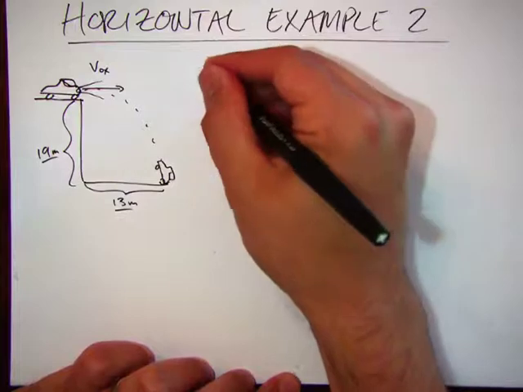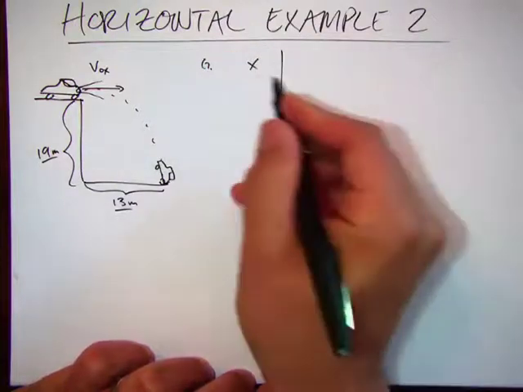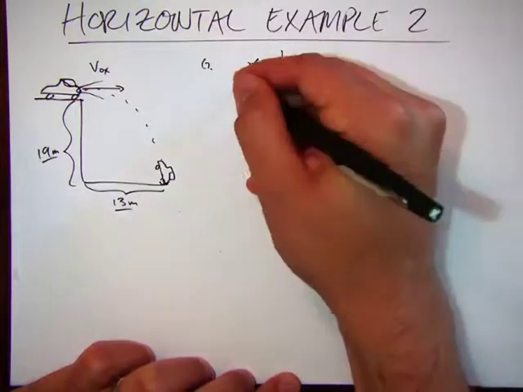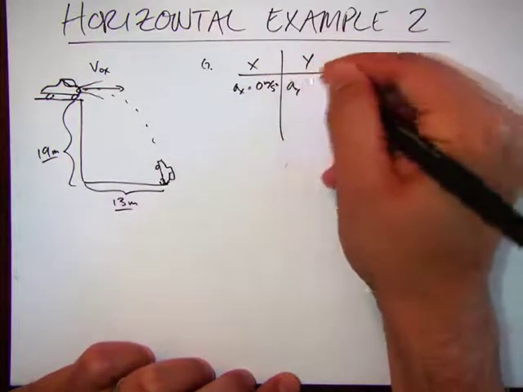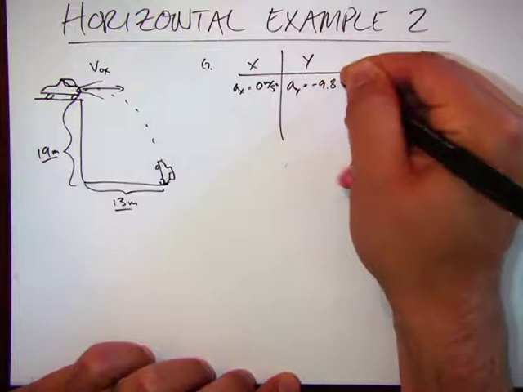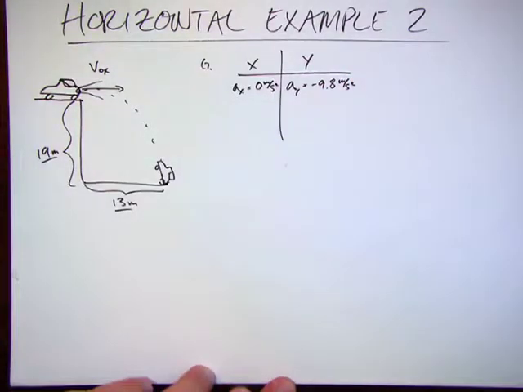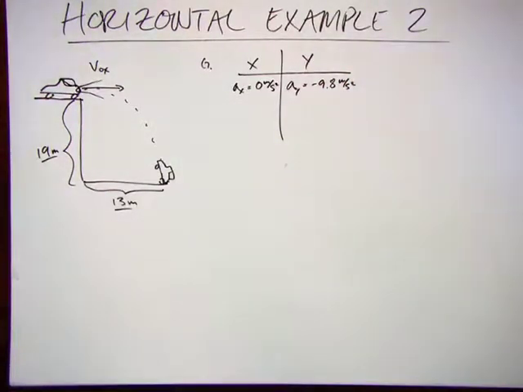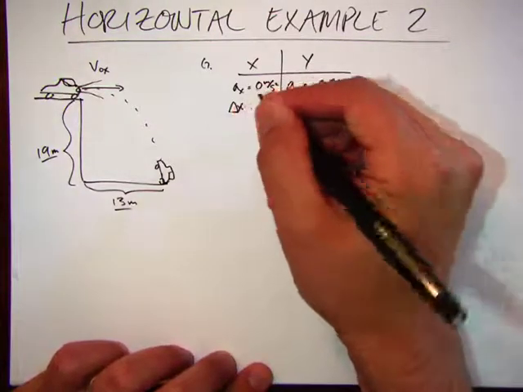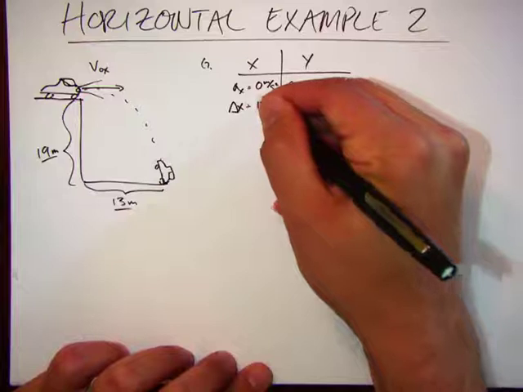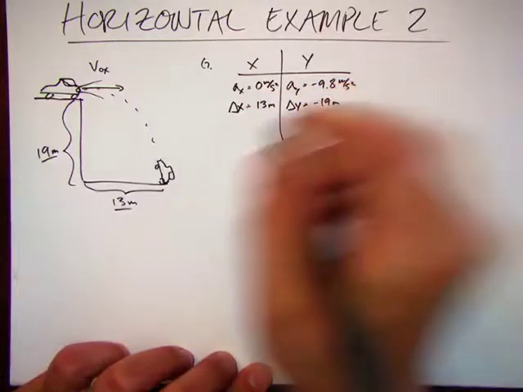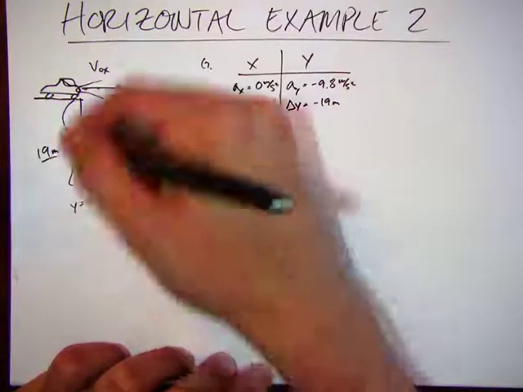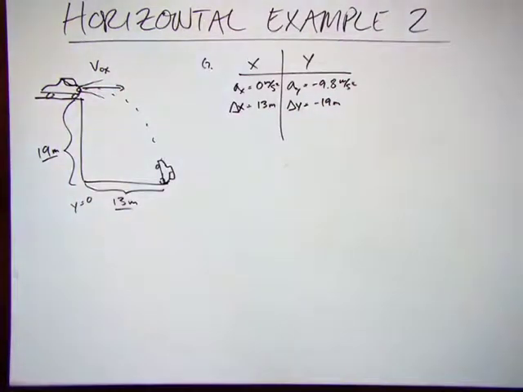Again, when I go to my givens, XY table, every time. Now, just for completeness' sake, I'm going to give my AY and my AX every time, as a reminder that it accelerates vertically according to the rate of gravity, and the X acceleration is 0. Now, I am given, in this case, my delta X, and I am given my delta Y. I will call my ground my Y of 0 so that my falling displacement is negative.